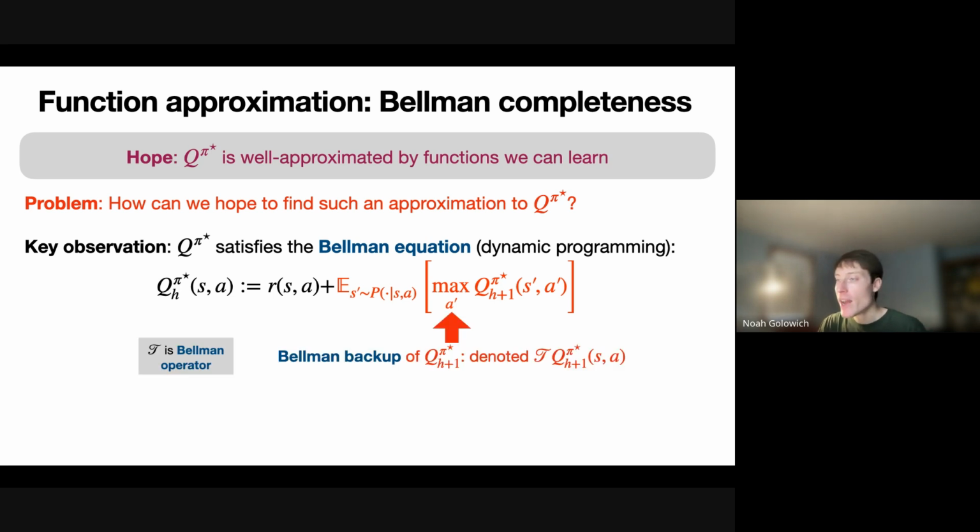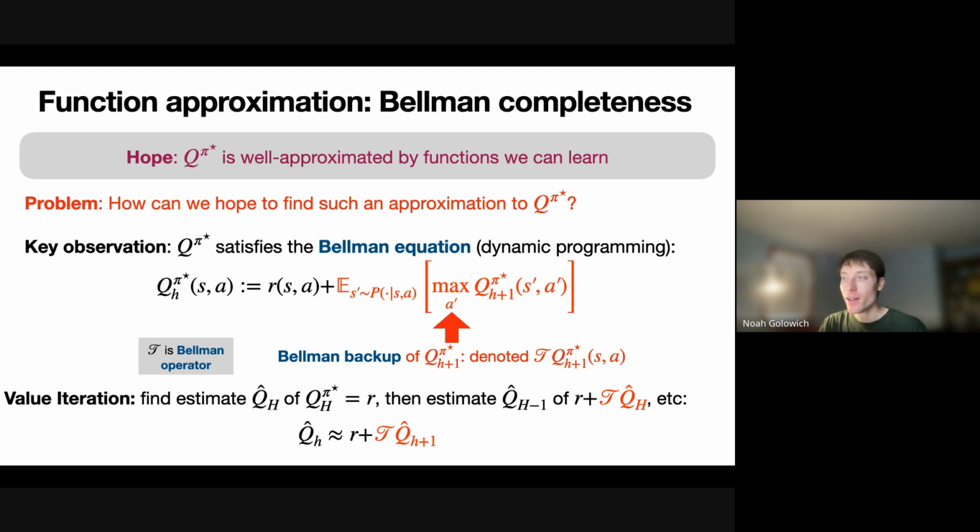Now, the quantity shown in red here, this expectation over states S prime, is often known as the Bellman backup of the value function q pi star at step h plus 1. We'll denote it by T q pi star. And the operator T, which maps a value function q pi star at step h plus 1 to a value function T q pi star at step h, is often called the Bellman operator.